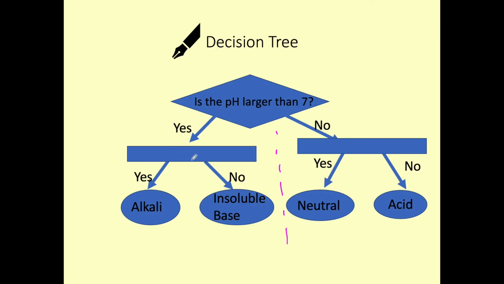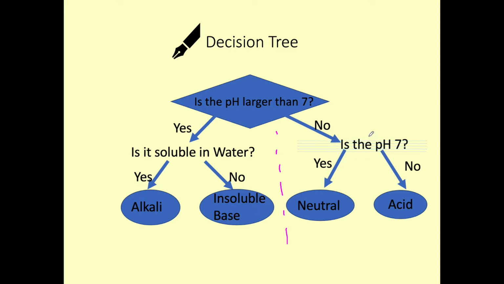So we then want to consider what's different between an alkali and a base, and that's its solubility in water. Our alkalis are soluble in water, but our insoluble base is not. We can then consider our pH in order to determine the difference between a neutral and an acid. A pH equal to 7 is something that's neutral, whereas if it's not equal to 7 and it's not larger, then it must be an acid because it must be less than 7.